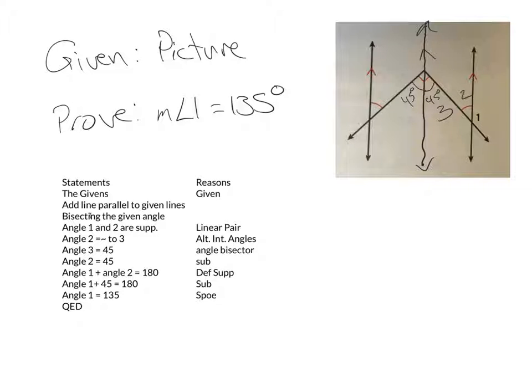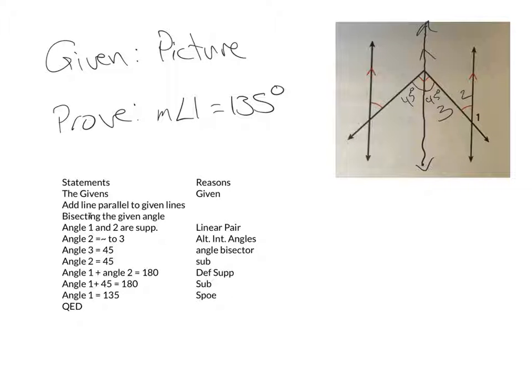That's substitution. Angle 1 plus angle 2 is 180 degrees because that's the definition of supplementary. Replacing angle 2 with 45 degrees is substitution, and then subtracting 45 from both sides, subtraction property of equality. Therefore, angle 1 equals 135 degrees. So that's just kind of my logic.